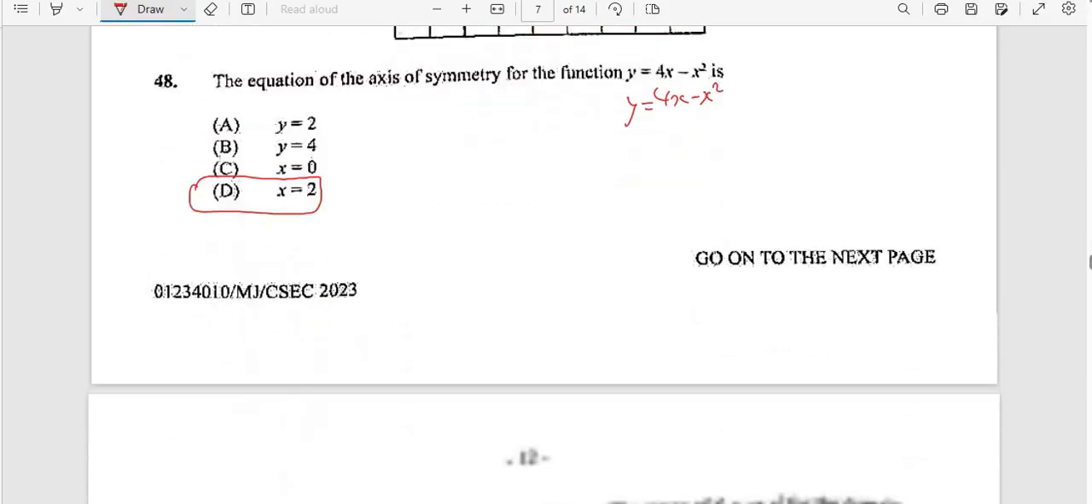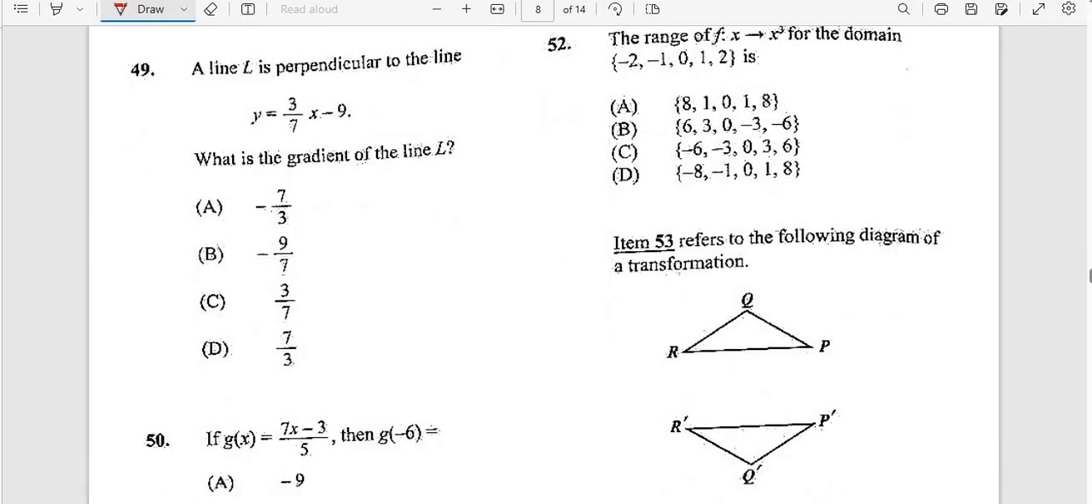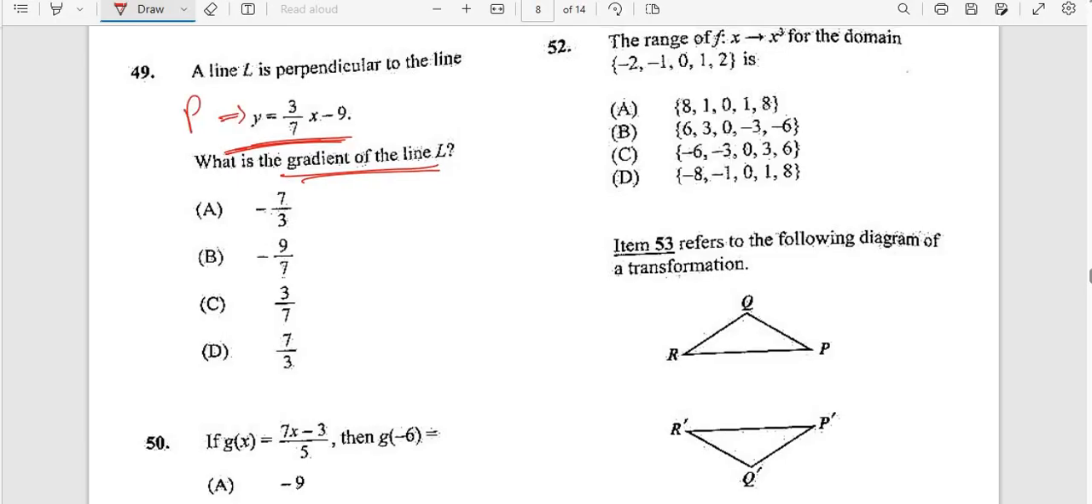Let's go down to 49. A line is perpendicular to this line. There's a line that's perpendicular to this one. What is the gradient of the line L? Okay, so a line L is perpendicular to this line. Let's call this line P, and its gradient is what? All right, let's use the letter m for gradient. Typically, that's what we use. The gradient is 3/7.